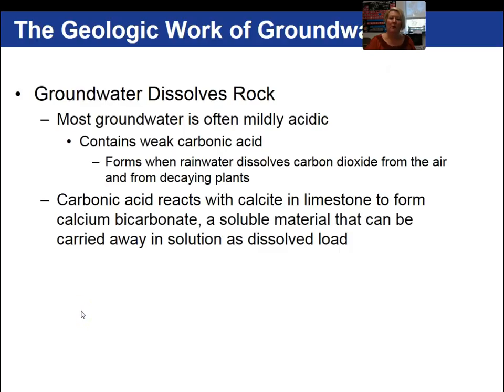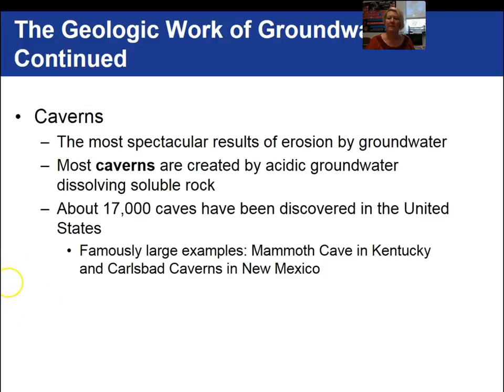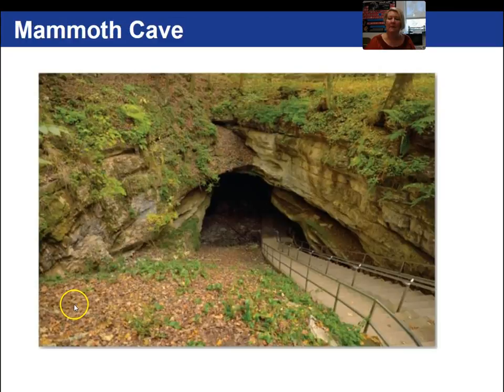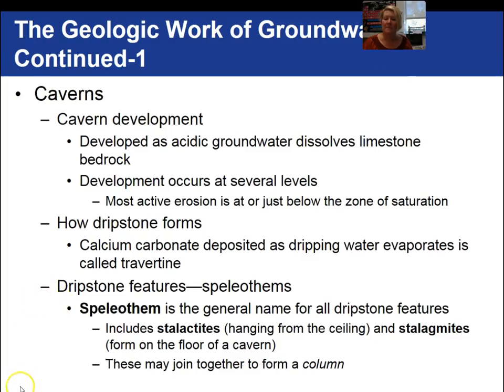Most groundwater is mildly acidic and will dissolve carbonate rocks such as limestone. As a result, caverns and caves form. This is the very famous Mammoth Cave in Kentucky, a big tourist attraction. As groundwater travels through carbonate rocks such as limestone, it dissolves the rock away, forming caverns and caves.